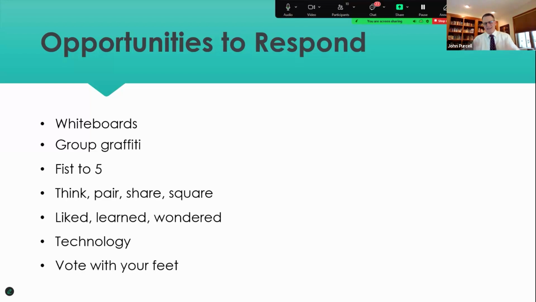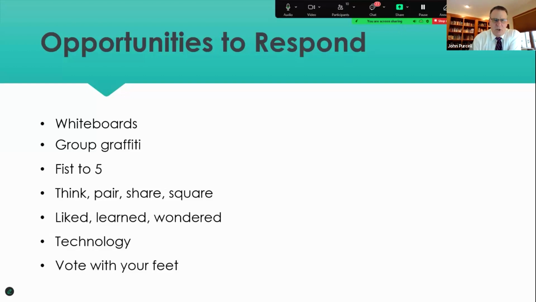Again, expectations. You don't want chaos to break out. But voting with your feet is another way to actively engage students in responding. Even if voting with your feet gets a little bit, I won't say out of hand, but rambunctious at first, you have the chance then to make sure students understand what the expectations are.